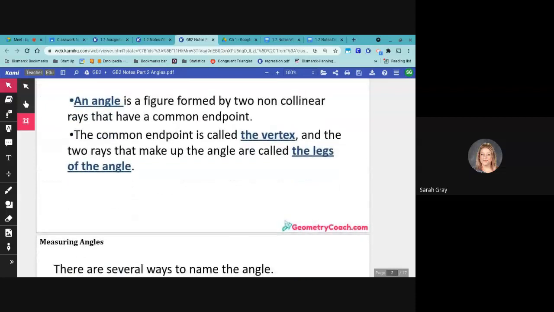Okay, here we have the formal definition of an angle, which you're probably never going to use again, but it's formed by two rays that have a common endpoint. And this endpoint is the vertex, and the rays are called legs. And we're going to draw that here.